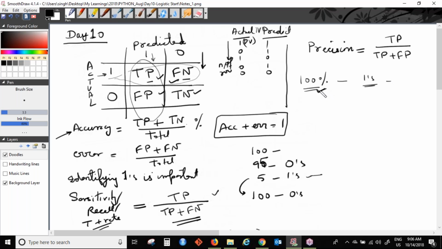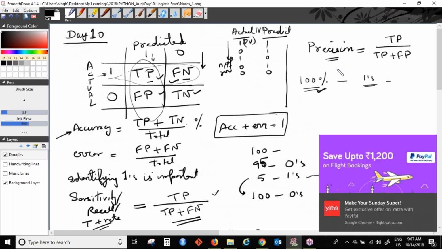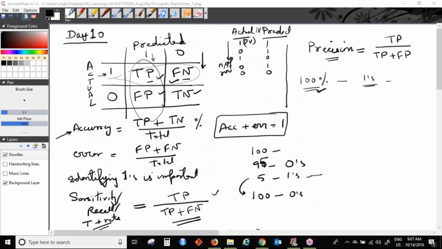You will misunderstand that it's a very good model because it has a sensitivity of 100%, but actually that model is predicting one for everybody. So we have to put a check, a constraint, so that the model never predicts like this. That is what precision does. It puts a check on sensitivity and prevents the model from always predicting ones.